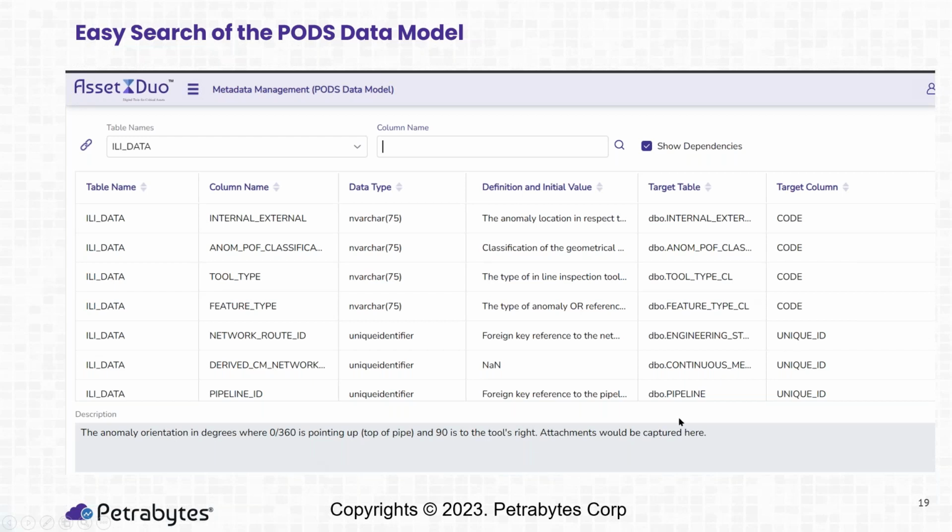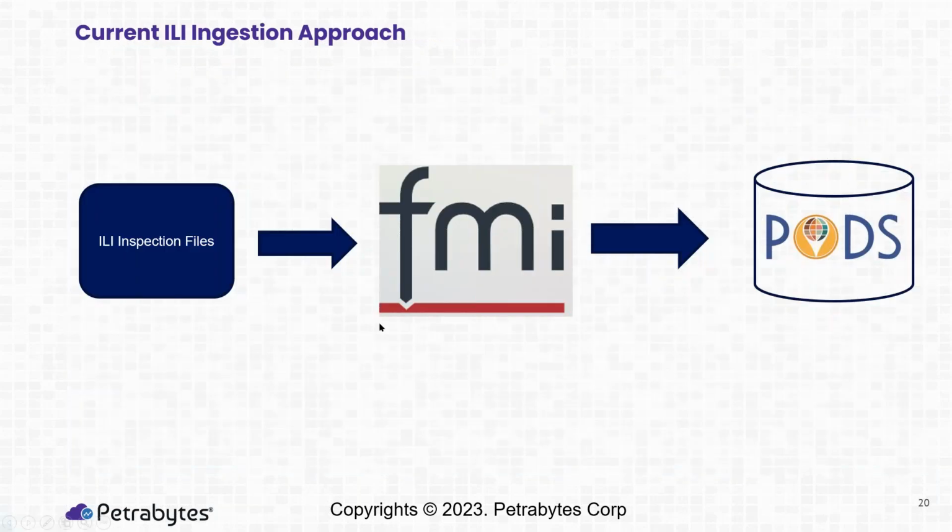And as the data dictionary is being updated, we also update the description here. So for example, if you have 7.03, we are actually working on that. So in the next version, you'll also see the 7.03 version. So you'll be able to search through any of the different versions of PODS. So now going back to the ingestion approach. I know most of the companies are probably doing some custom approach and all of that, but at least as of now, you have all the inspection files using FME Workbench and you're ingesting data into PODS.